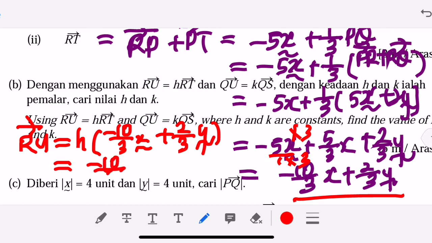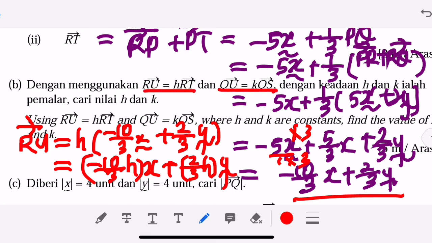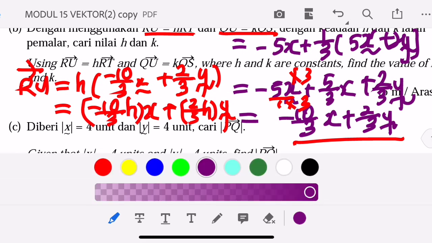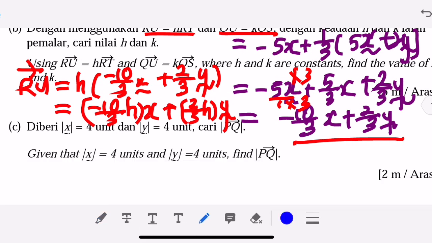So for vector, we always write the number in front of the vector. Negative 10 over 3h, bracket x, plus 2 over 3h, bracket y. Don't forget about the h. Alright, so the h is a number, a constant, so it must always be to the left of the vector. Okay, now we write the vector QU.